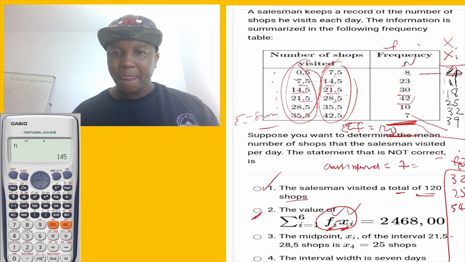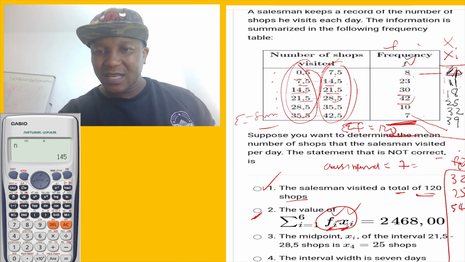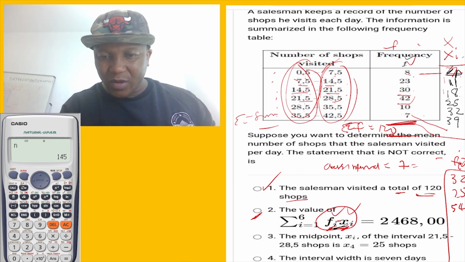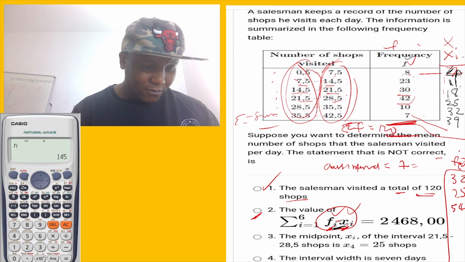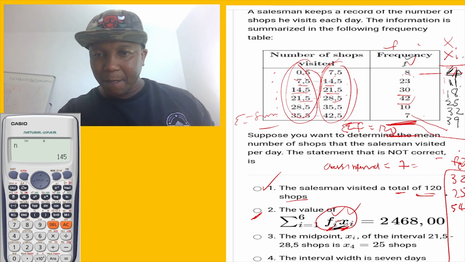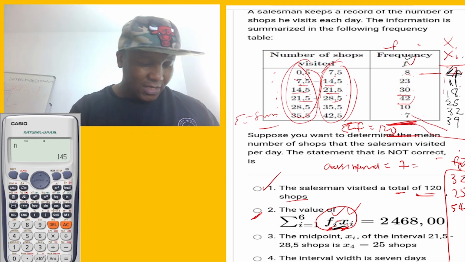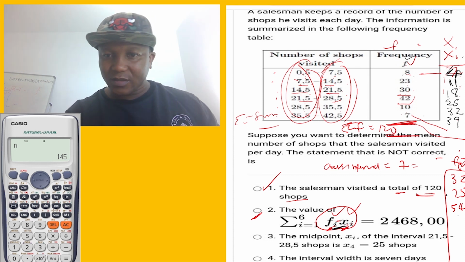Let me multiply again now. Now we go, so we say f times x because here they say they want what? F and x. Now we go 8 times 4 equal to 32. 23 times 11, 253, yes, 253. Now we go, 2 times 11 now. 30 times 18, 540, yep. Now we go to the next one.